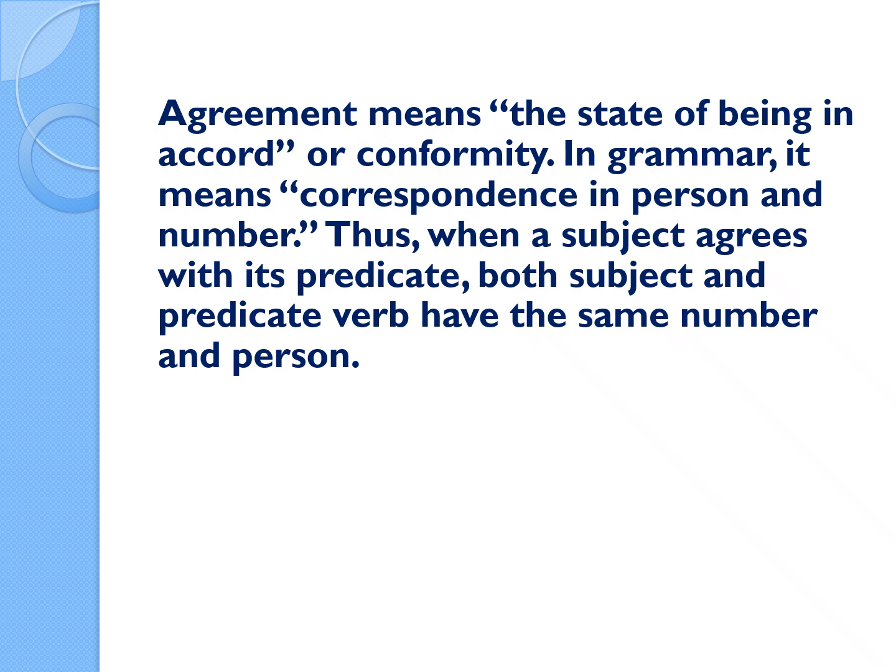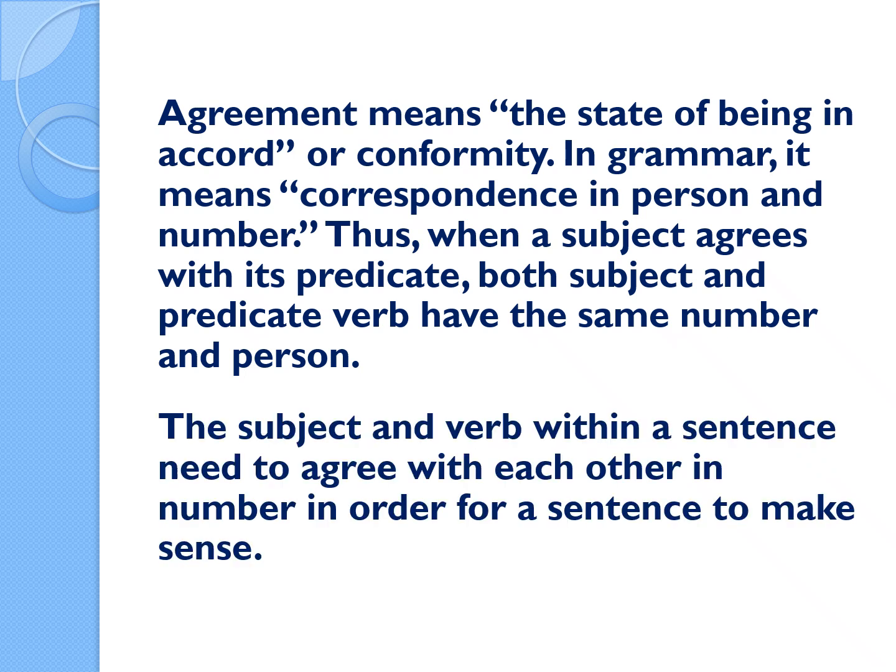So when we write in English, guys, we have to make sure that our verb agrees with our subject in its number and person. So the subject and verb within a sentence need to agree with each other in number in order for a sentence to make sense or in order for it to be considered grammatically correct. The verb and the subject must agree with each other. So these are the rules in writing, following the subject verb agreement.